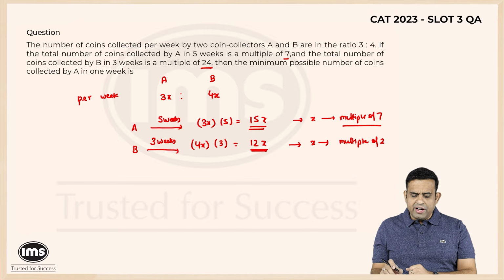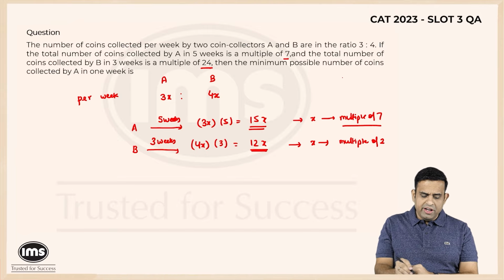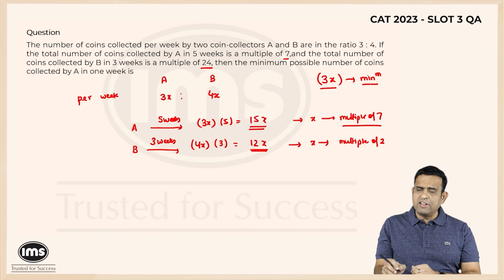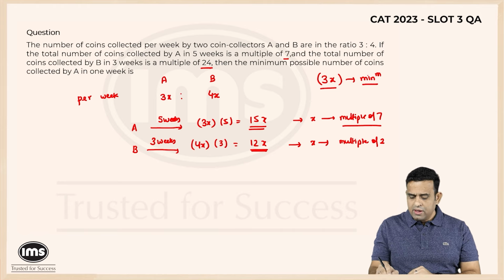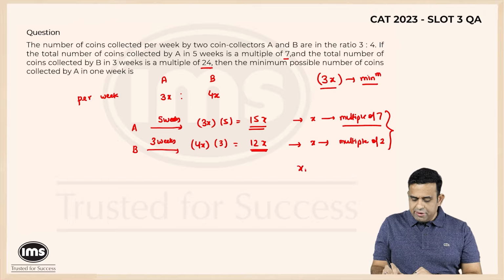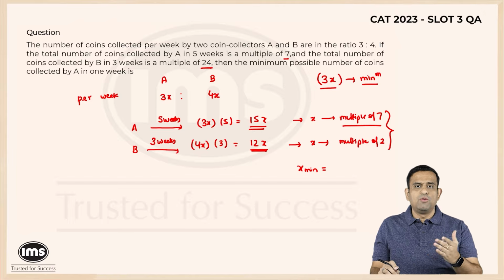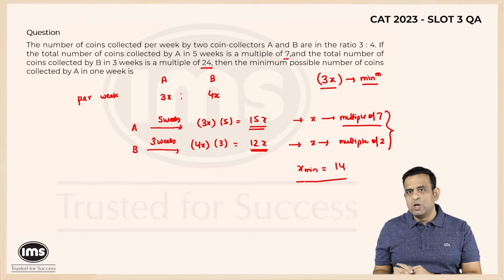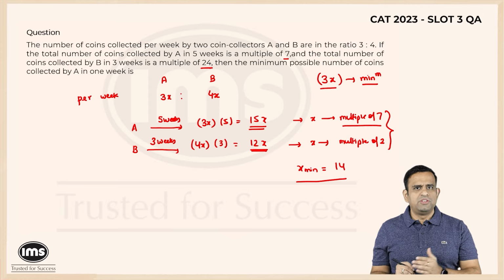And the target is to find out the minimum possible number of coins by A in 1 week. So the task is to minimize the value of 3x. If you want to minimize the value of 3x, the value of x needs to be the minimum possible, and it needs to be a multiple of 7 and 2. That means x minimum is going to be a multiple of both 7 and 2, or one can say it has to be minimum equal to 14, which is a multiple of both 7 and 2.